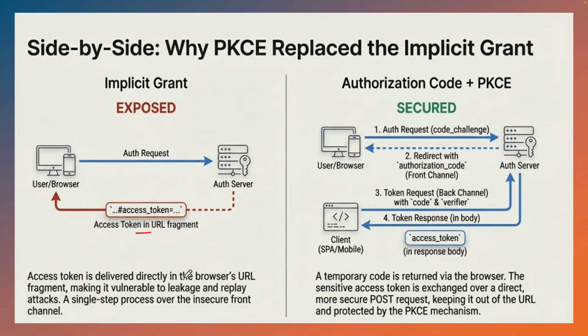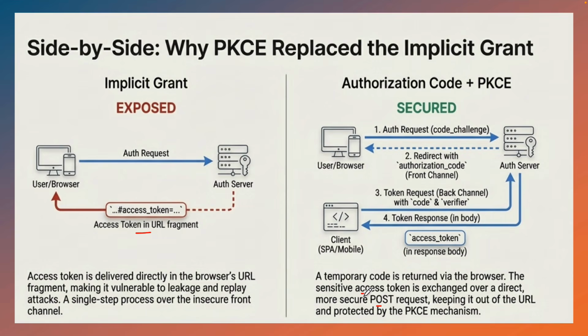Here, the access token is delivered directly in the browser's URL fragment, making it vulnerable to leakage and replay attacks. However, the temporary code is returned via the browser here as well, but the sensitive access token is exchanged over a more secure POST request here, right? Whatever authorization code you are getting will be returned via the browser, but the access token comes in the body of the POST request, keeping it out of the URL, which is protected by the PKCE mechanism too. These are the flows that we will use, like the authorization code flow, implicit flow, or the authorization code flow plus PKCE whenever we do have the client application.